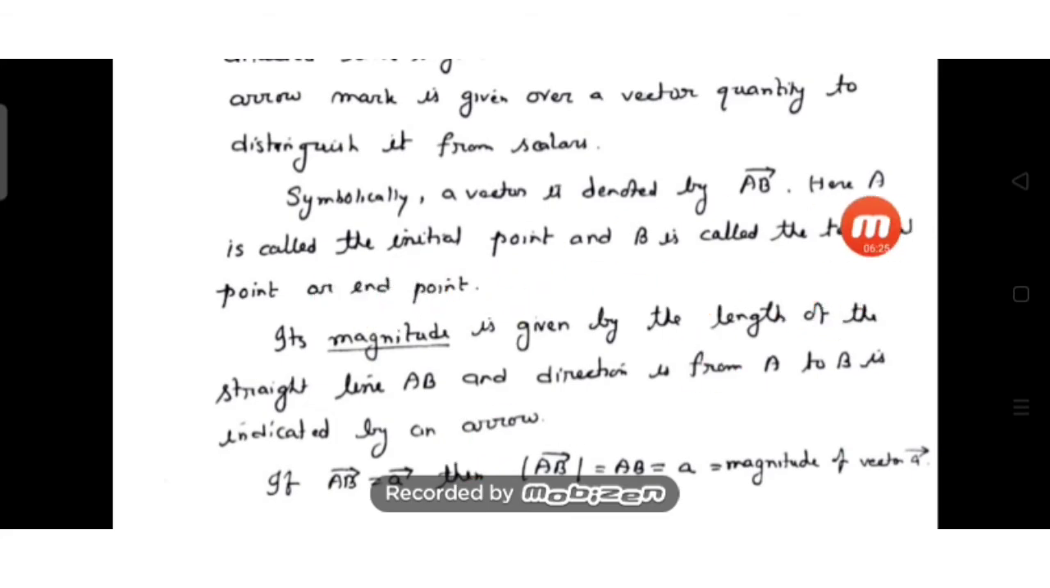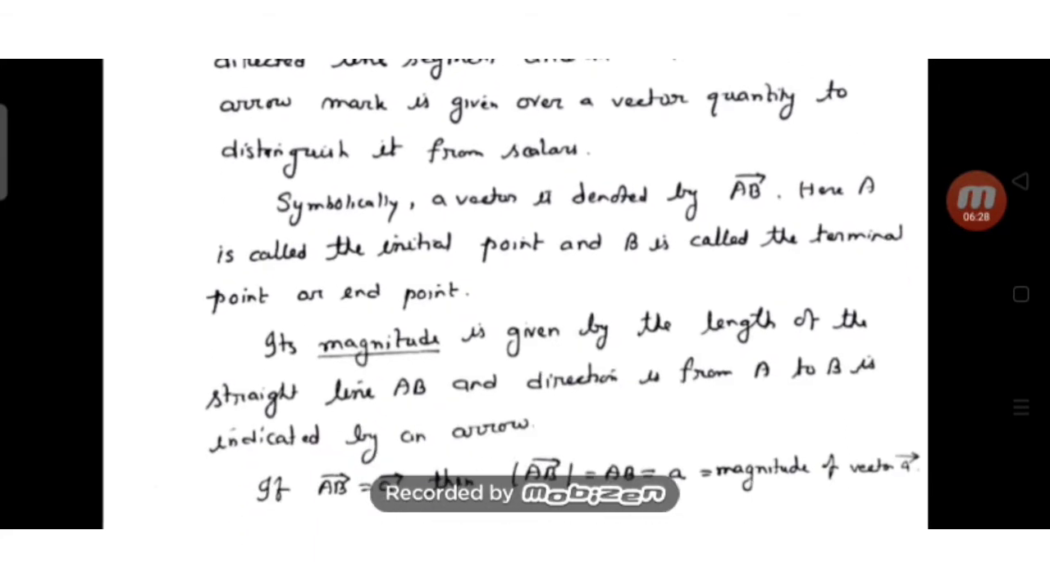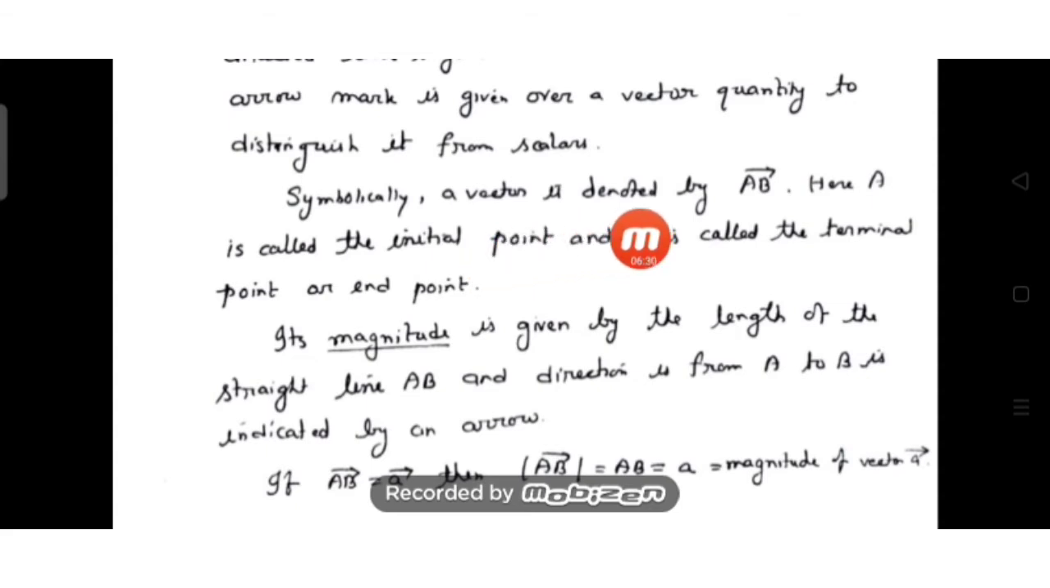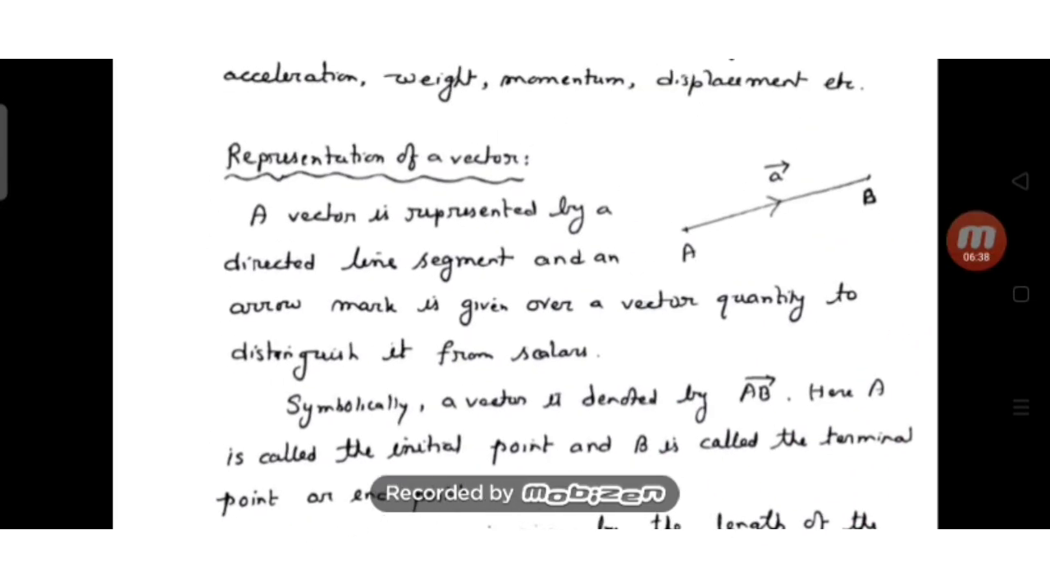So symbolically, a vector is denoted by AB bar. Here A is called the initial point and B is called the terminal point or end point. In this figure, AB bar, I just read it as bar, but actually you have to give an arrow. So AB arrow will represent a vector where A is the initial point and B is the terminal or end point.